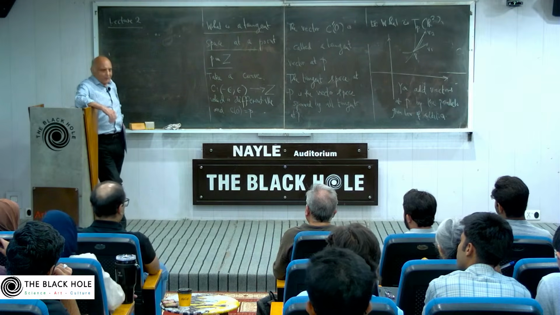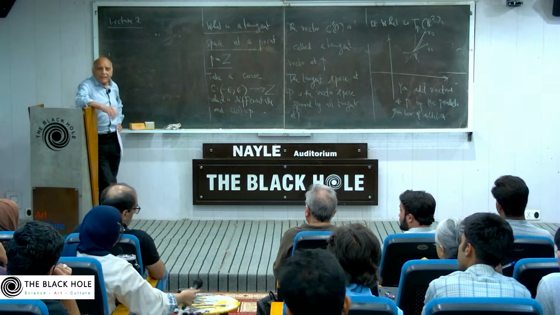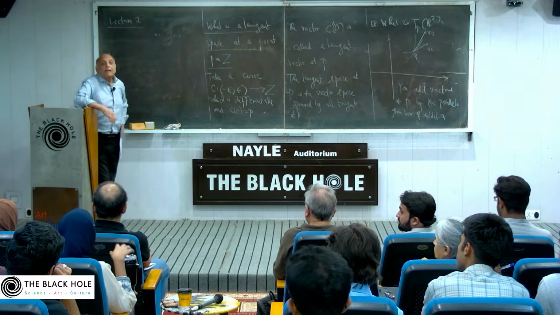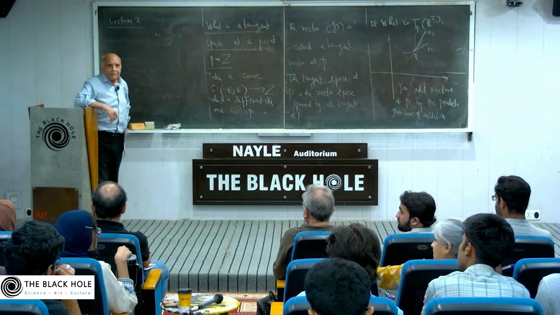Sir, I am saying that here C of 0 equals P, what is meant by that? And what we drew there, this is what I want to ask you now. Give me an example of a curve. Give me an explicit example.